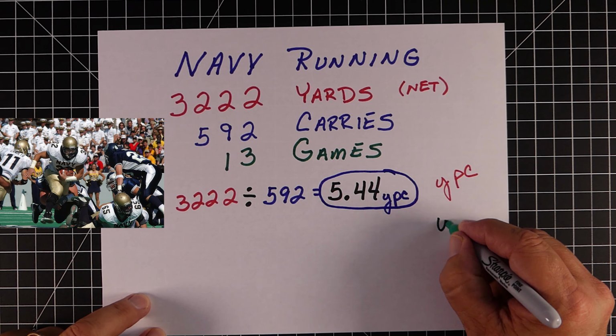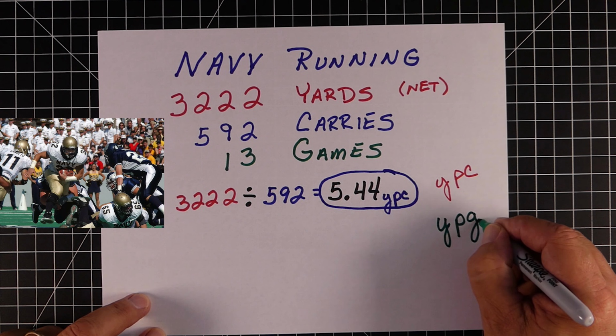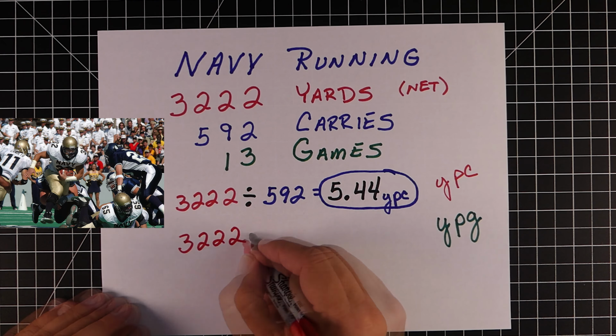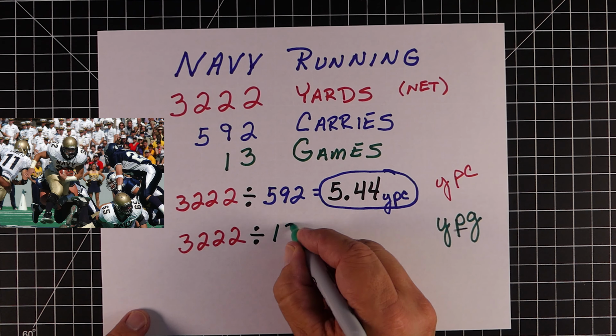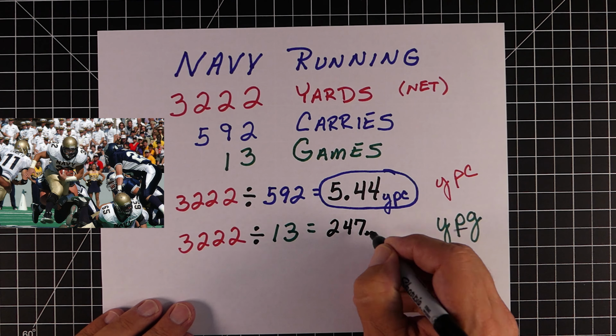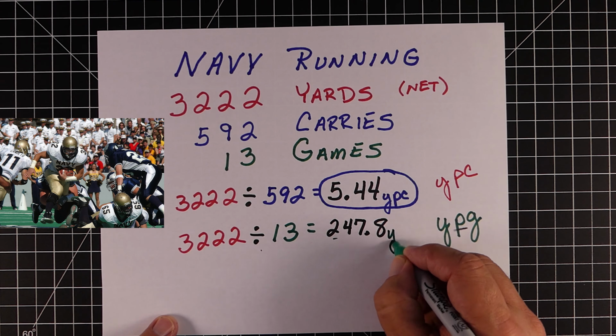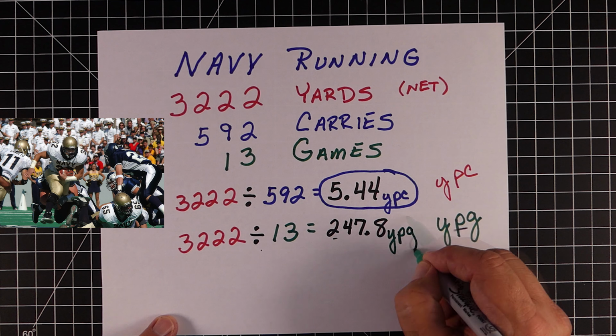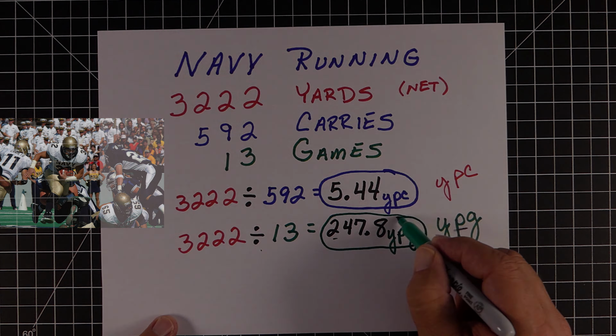Now, you can also find out, well, how many yards per game do they get? So you would take the same total yards, the 3,222, and divide it by 13 games. And we find out that they were getting 247.8 yards per game, which was 4th or 5th best in all of college football.